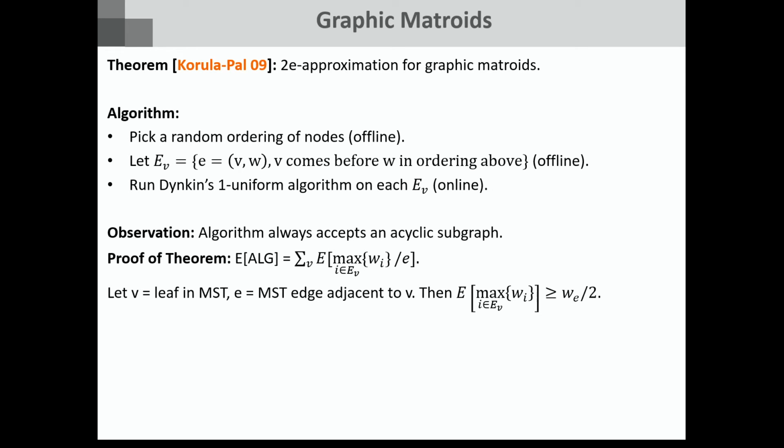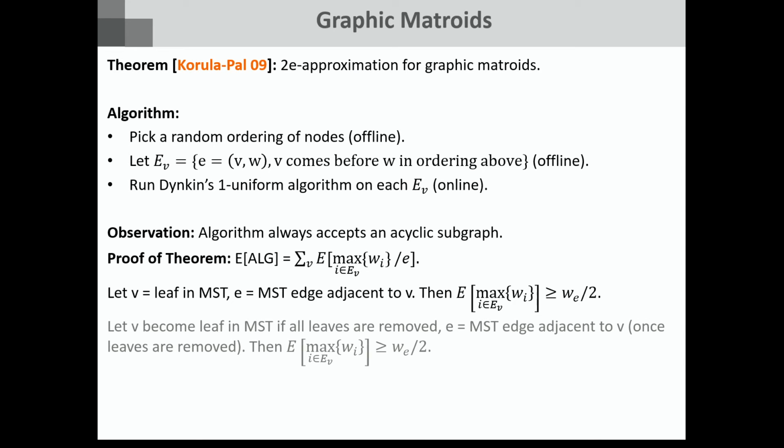Now let V be any leaf in the max weight spanning tree, and let E be the unique edge in the max weight spanning tree adjacent to V. Then we clearly have that the expectation of the max weight edge in EV is at least WE over 2, because this edge E is in EV with probability 1/2. And we can do this simultaneously for all leaves: once you pick a leaf, you pick this unique edge, and then you remove this edge and this leaf from the max spanning tree, and then you repeat.